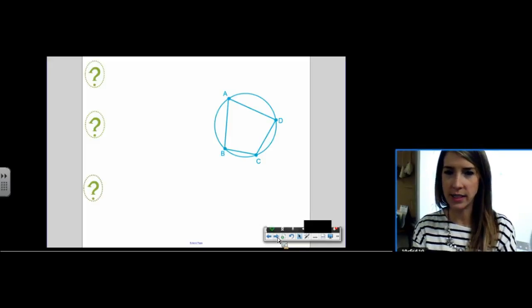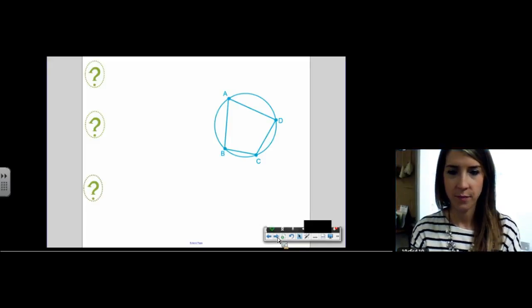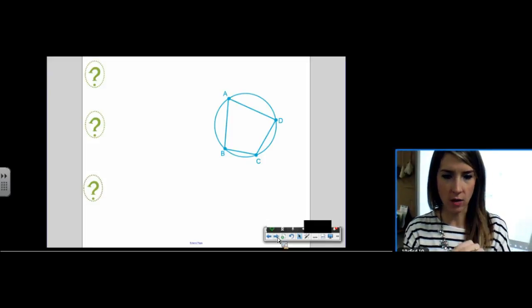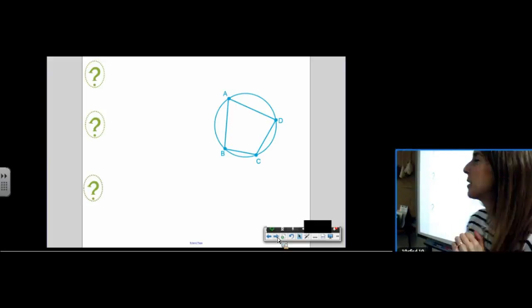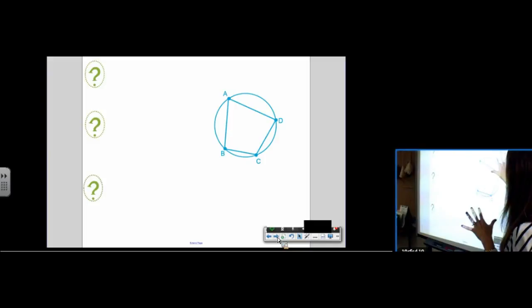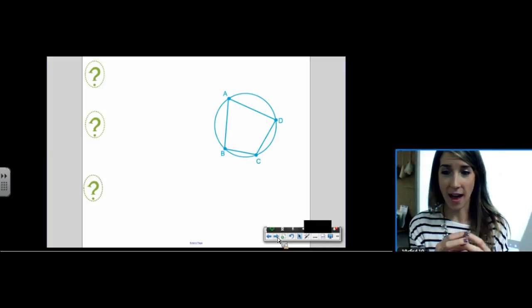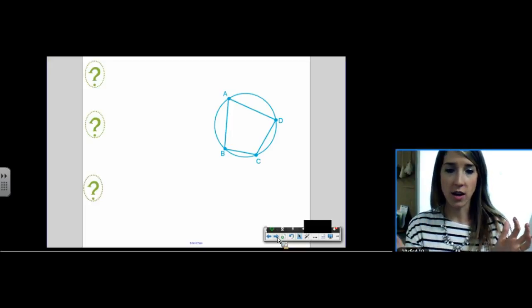Next picture. Use some vocab words and tell me what you see in this picture. In our last page, we had an inscribed angle. Let's look at this picture a little bit more. ABCD is an inscribed quadrilateral. It has 4 sides and every vertex is on the circle.